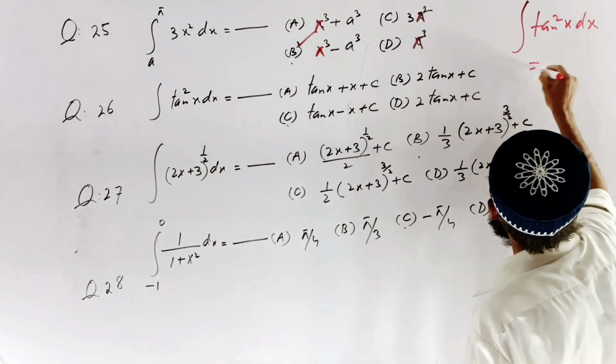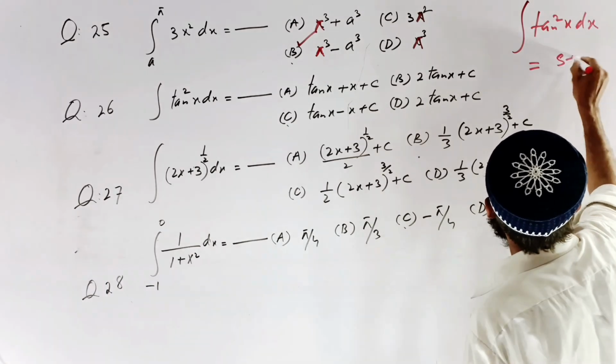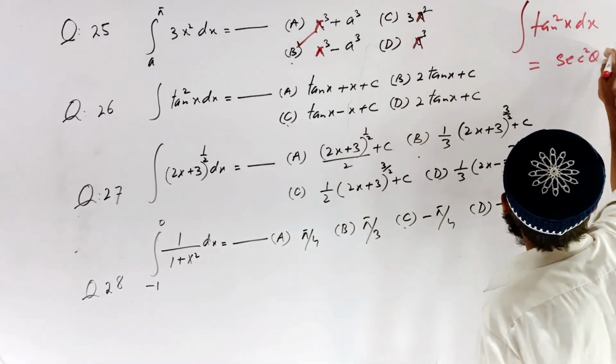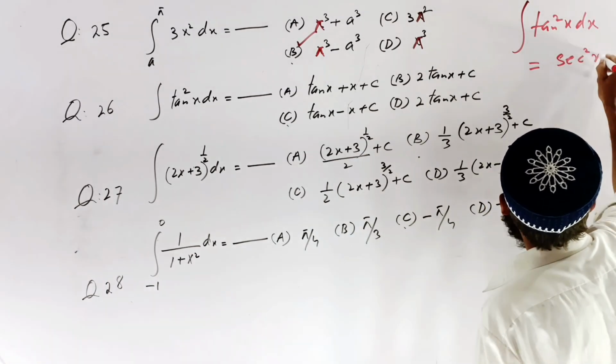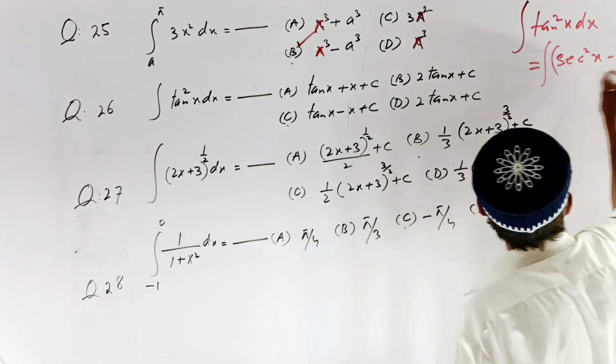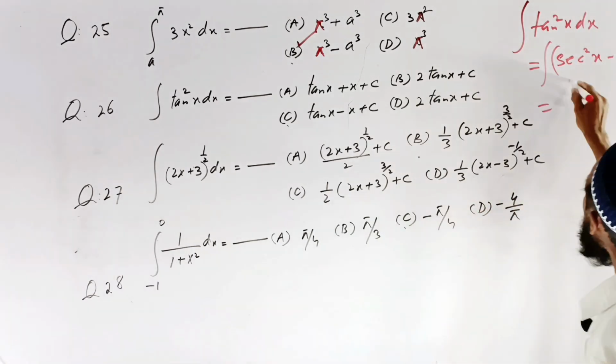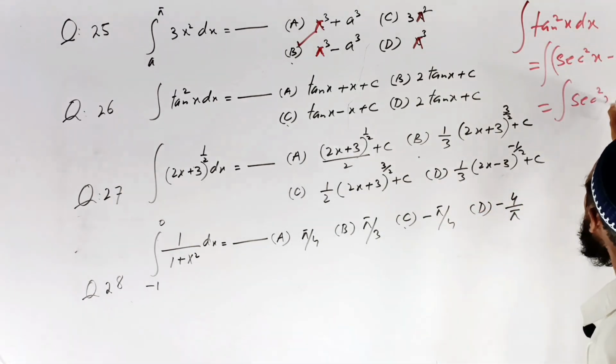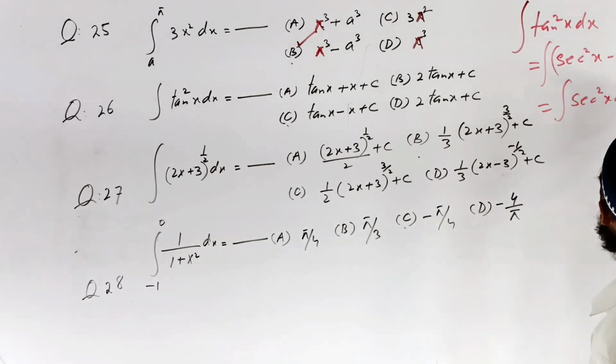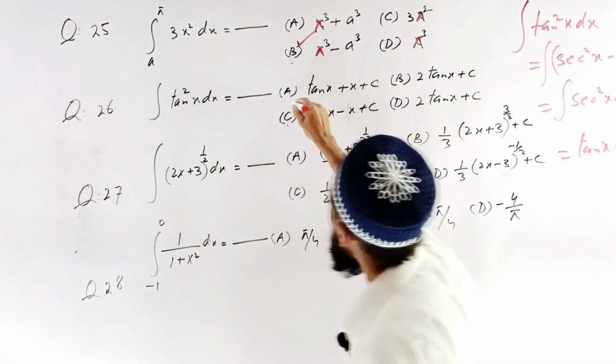Tangent square x is equal to, we know that tangent square x is secant square x minus 1, integration of dx. If we are applying integration of secant square x dx, minus 1 is constant, so we take the integration of it outside. Secant square integration is tangent x, and this will be minus x plus c. So C is the correct option.